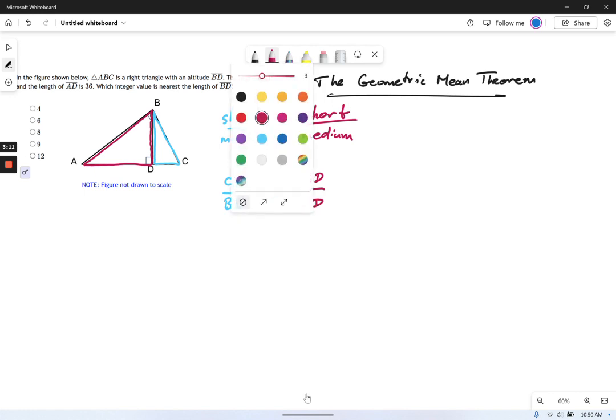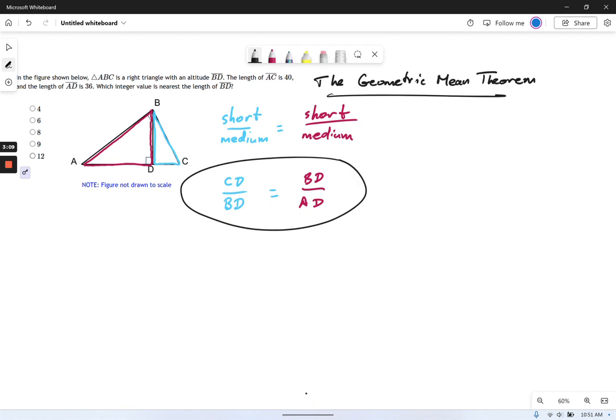Now what I've just written right here, this is kind of important. This is called the geometric mean theorem. You don't need to remember that name, but it is helpful to remember this relationship. If you want to solve the problem with it that we have, take a look at what we're given in the problem. We're told that the length AC is 40, okay? And we're told that the length AD is 36.